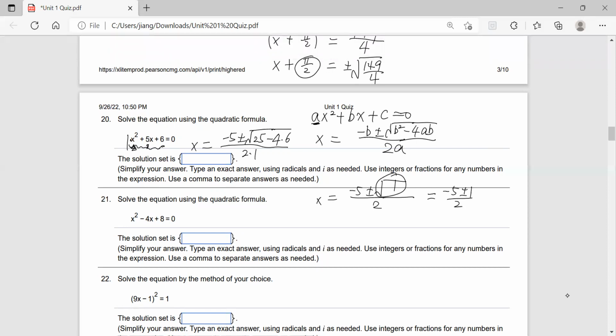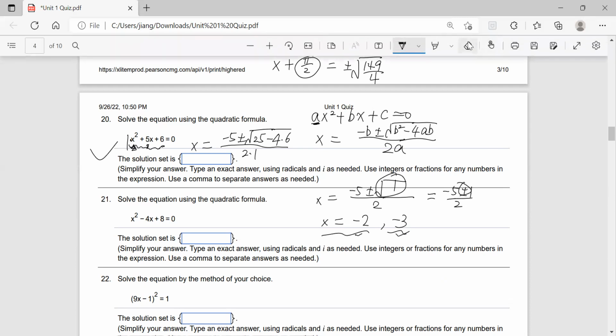So when we have positive here, x could be negative 5 plus 1, that's negative 4. Negative 4 divided by 2 is negative 2. So how about minus 1, sorry, minus 1. Negative 5 minus 1 is negative 6. Negative 6 divided by 2 is negative 3. So I have two solutions for this one. So we're using the quadratic formula. If we are using the factoring method, we have the same solution.